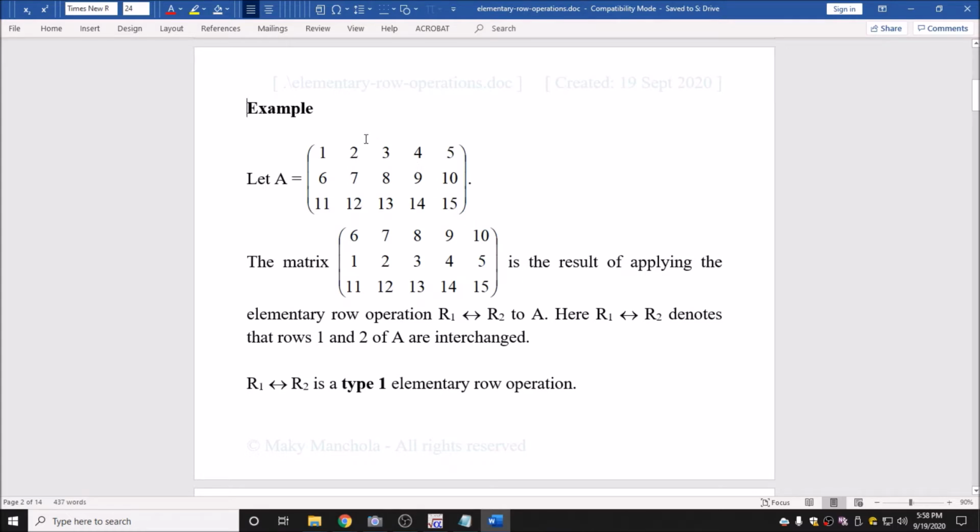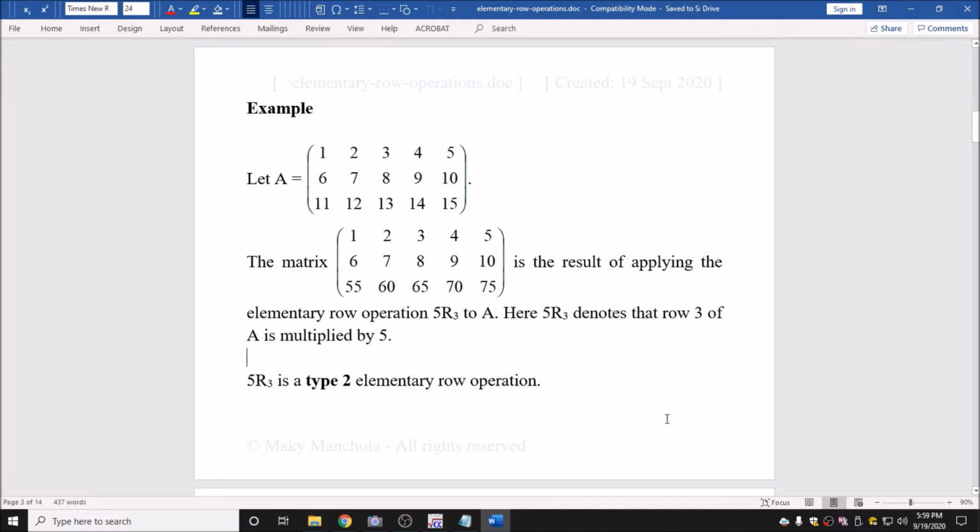applying the elementary row operation R1 interchange R2 to A. You're interchanging rows 1 and 2 of A to obtain this matrix. Here, R1 interchange R2 denotes that rows 1 and 2 of A are interchanged. Observe that R1 interchange R2 is a type 1 elementary row operation.